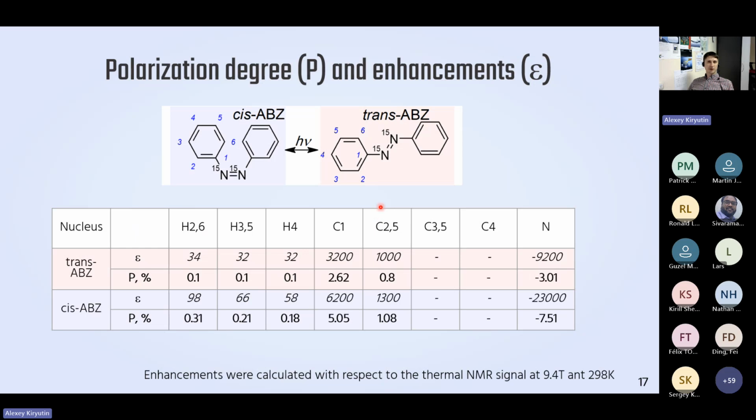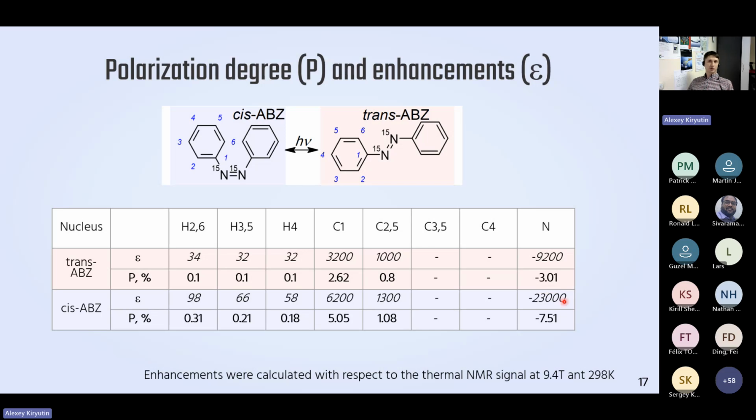This table shows the maximum enhancement factors and polarization levels achieved under optimal conditions. As can be seen, the polarization on nitrogen nuclei reaches 7.5% for the cis isomer and 3% for trans-azobenzene, which is a very good result.